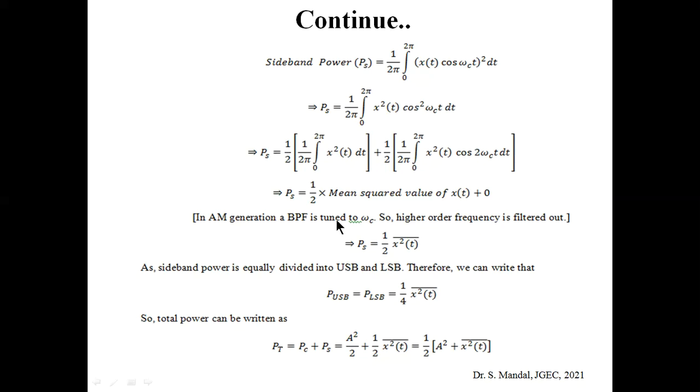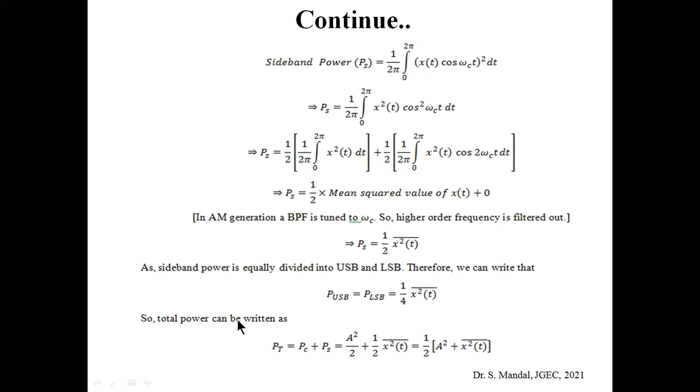This will be explained later in the upcoming class. We will see that a bandpass filter can be used so that we can get the actual modulated wave, and the higher order frequency is filtered out. Clear? Okay, fine. So we get the total sideband power Ps, and it is equally divided into the USB and LSB. So P USB and P LSB each equal 1 by 4 x square t mod.